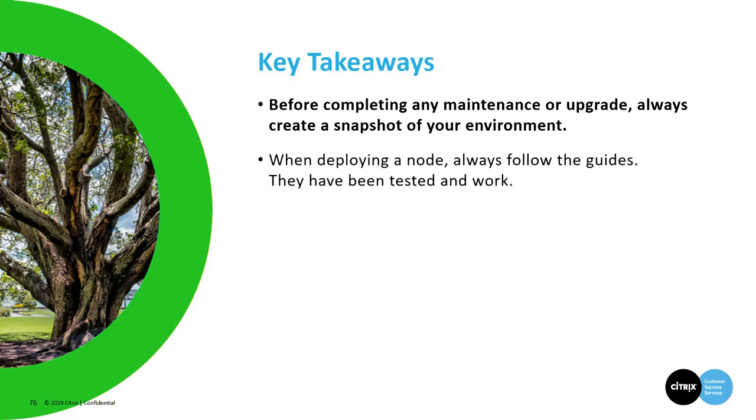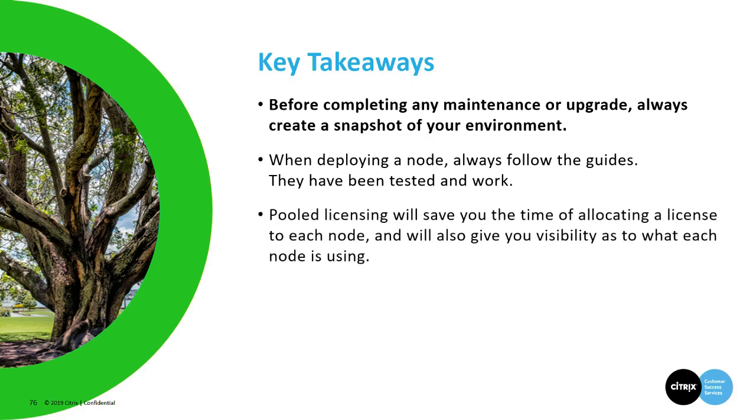When deploying ADM, follow the guides. So testing a lot of stuff, the guides are really spot on. If you deviate at step 4 and you try to jump to step 7 thinking you know what's going on, you're going to end up right back at step 4 because the guides are definitely spot on. They do work. They have been tested. So when you're doing your initial deployment, keep an eye on what's happening in the guide. Pooled licensing is going to give you the opportunity to actually save time when allocating a license to each node.